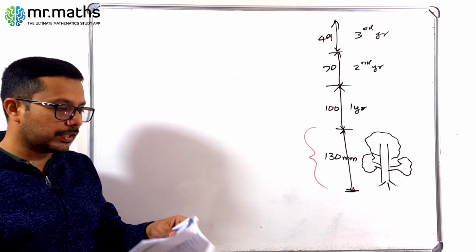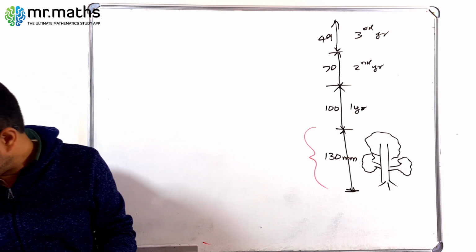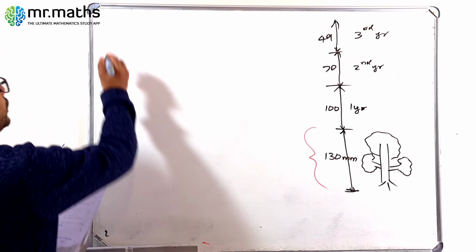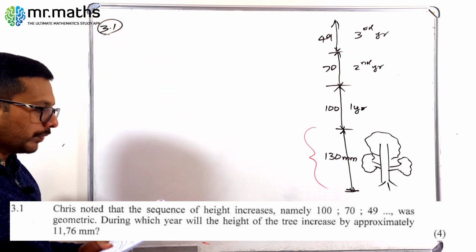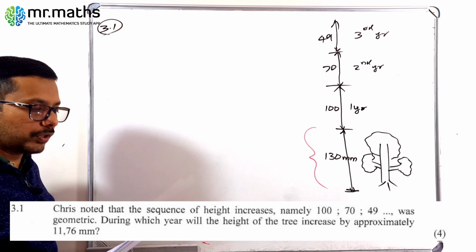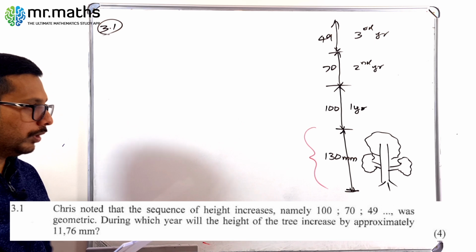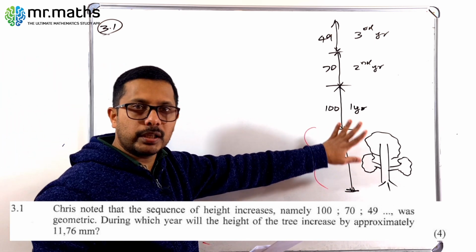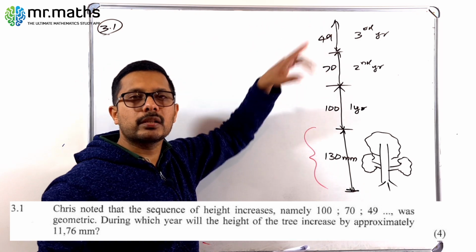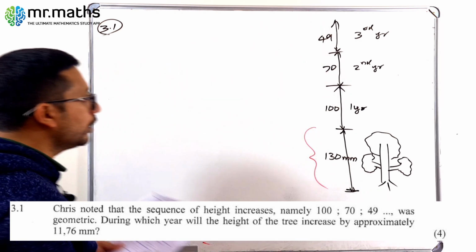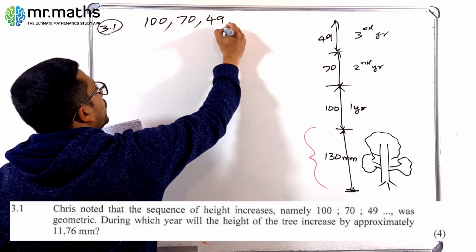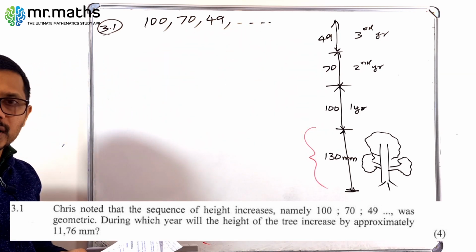Now look at the first question, 3.1. Chris noted that the sequence of the height increases, namely 100, 70, 49, was geometric. So leave this 130, that was the height when he bought it. After that, 100, 70, 49: Chris noted that this is a geometric sequence.